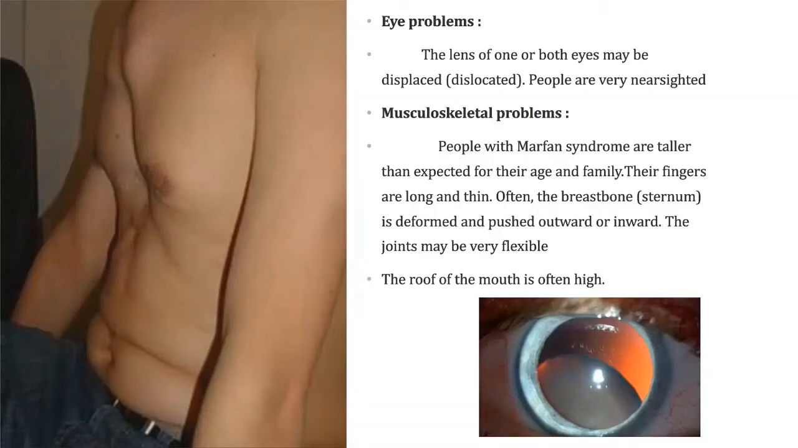People with Marfan syndrome are taller, they have overgrowth of bones, and their sternum is deformed and pushed outward or inward. Here we can see that the sternum is pushed outward, and joints may be flexible, and this is the displacement of the lens, and the roof of the mouth is often high.